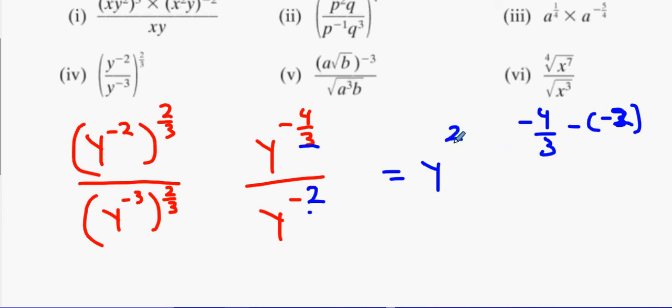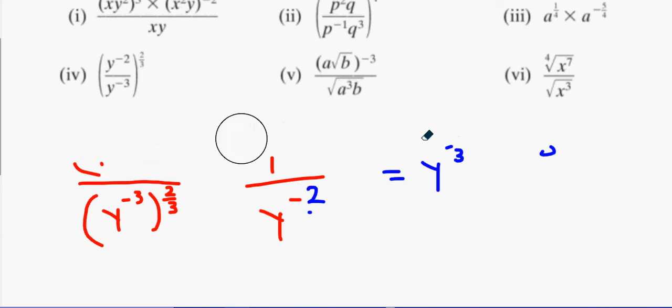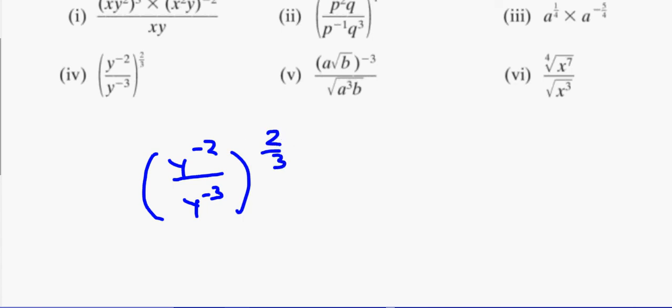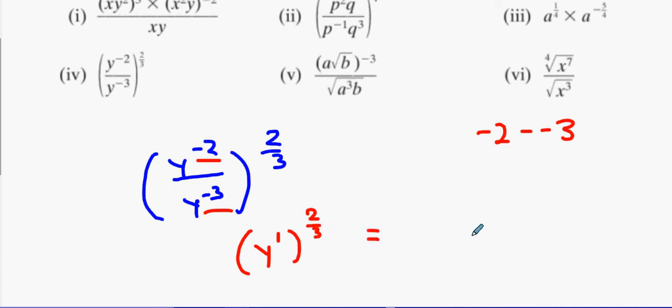Alright. Anybody have a different way of doing that question? Apparently none. Charlie, what did you do instead? Yeah, Charlie had a much easier way of doing it. Charlie did what was inside the bracket first. What can you do inside the bracket? Minus 2 minus 3, which is 1. Y to the power 1 to the power 2/3. Yeah, that was easier, wasn't it? We all good? Okay.